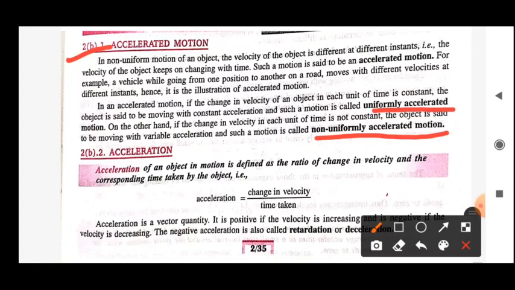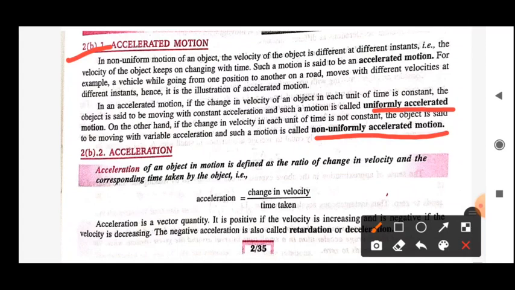So acceleration is exactly what? That is the rate of change of velocity. Whenever the velocity is changing with each interval of time, then we can say the motion is accelerated. So you will obtain acceleration whenever there is a change in velocity. For example, a vehicle going from one position to another on a road moves with very different velocities at different instants. That's why we can say the motion of the vehicle is accelerated motion.